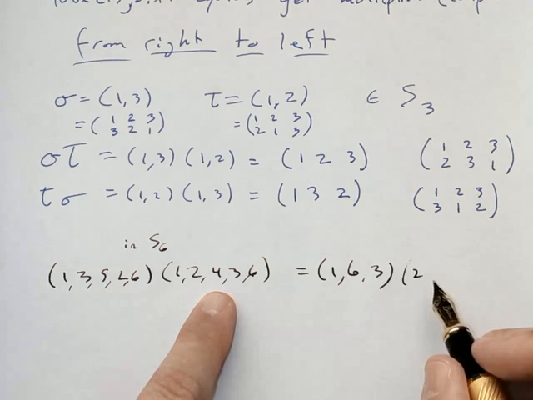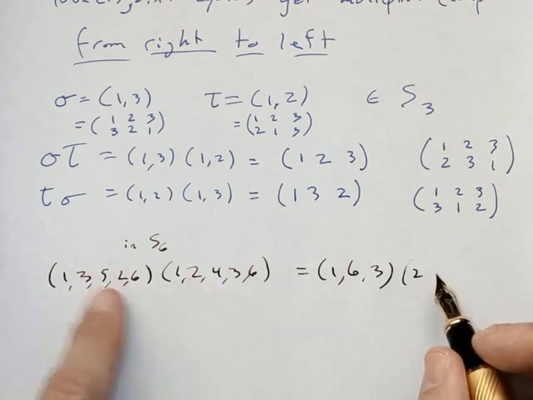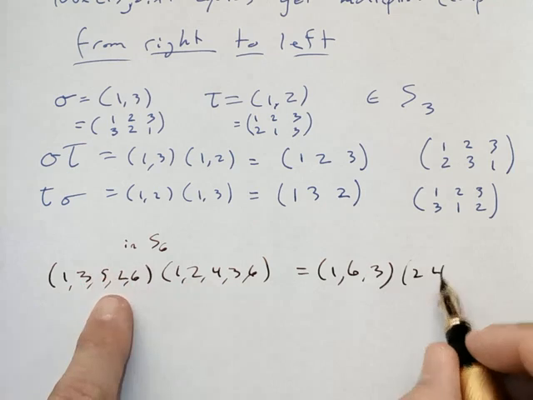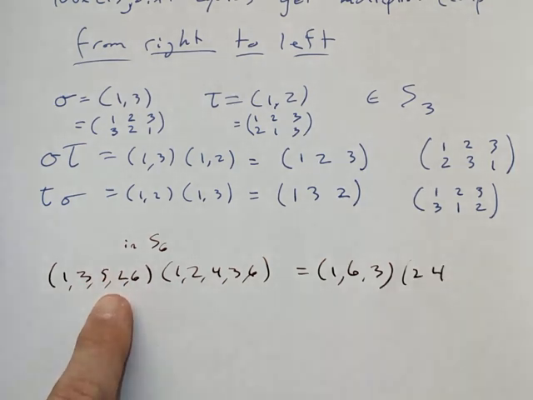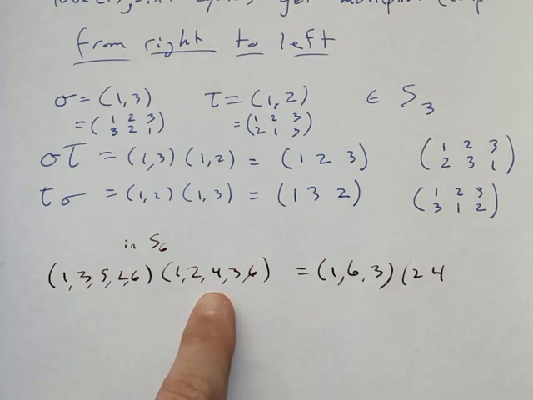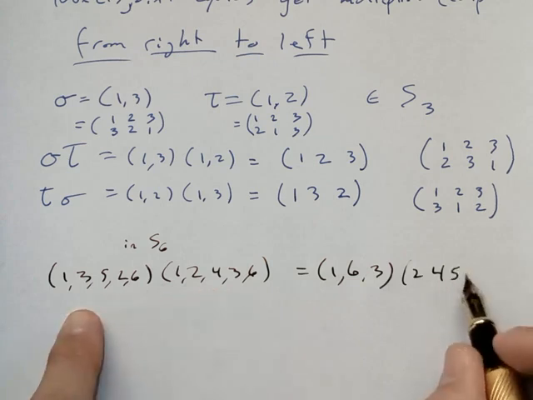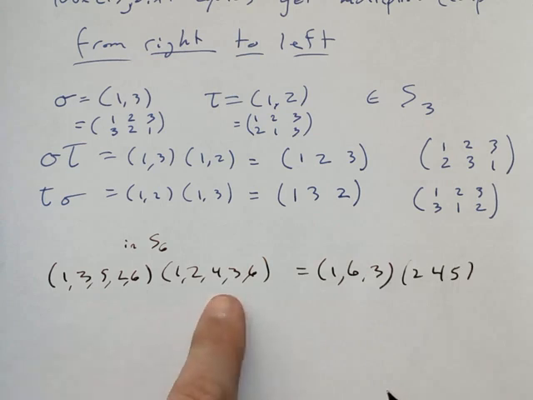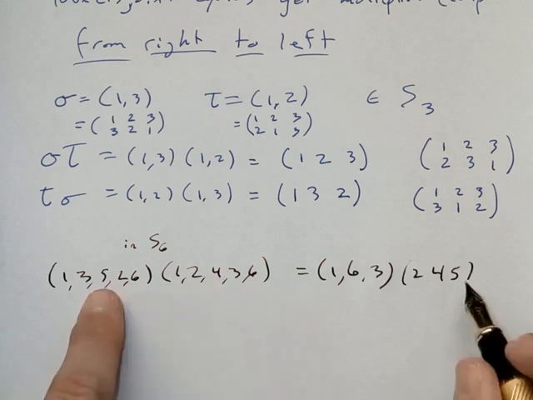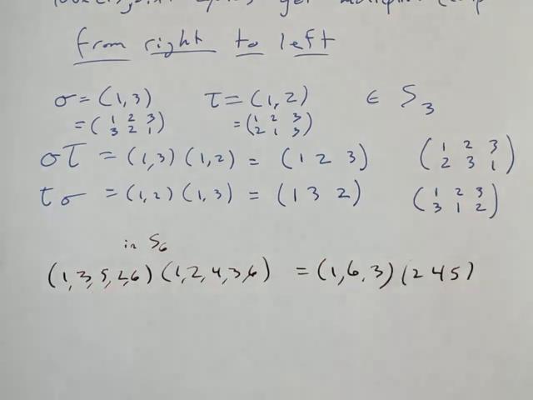2 goes to 4 here. Then 4 goes nowhere here, so it goes to 4. So what happens to 4? And then 3 goes to... What happens to 5? It goes to itself here, which means we end up at 2 and we close back around.